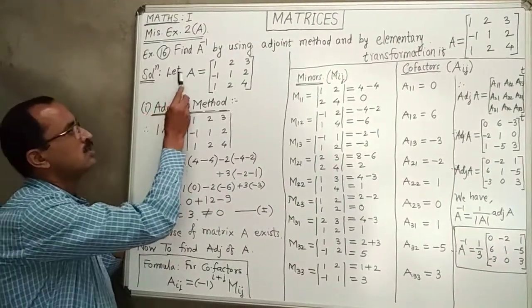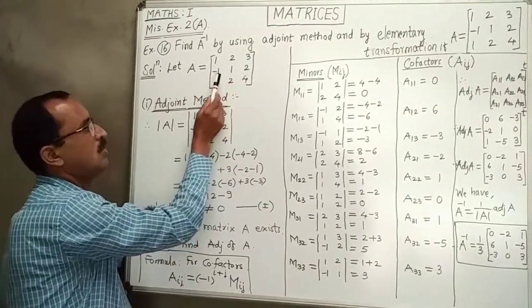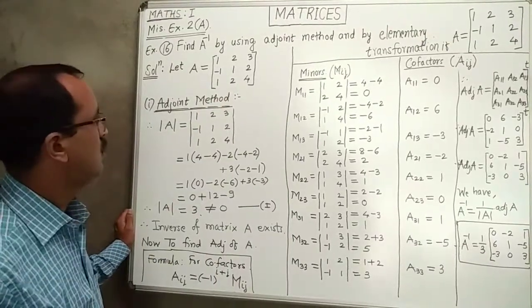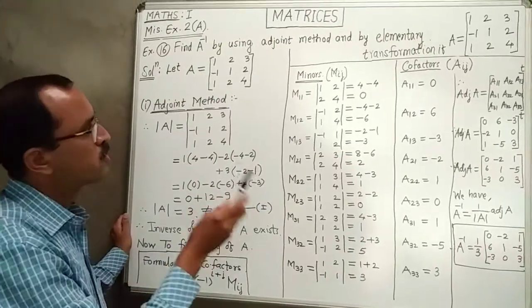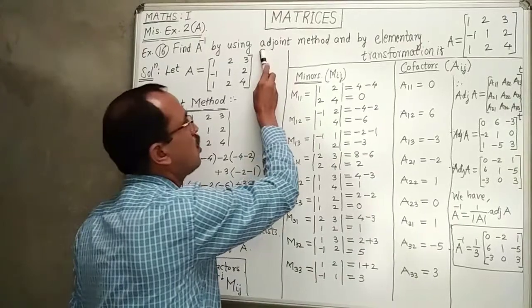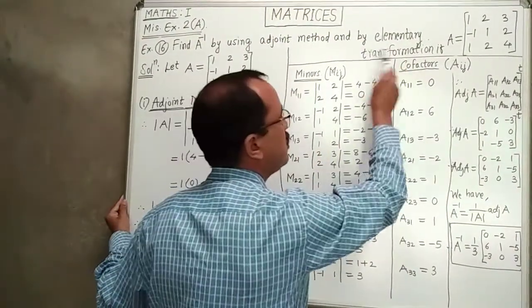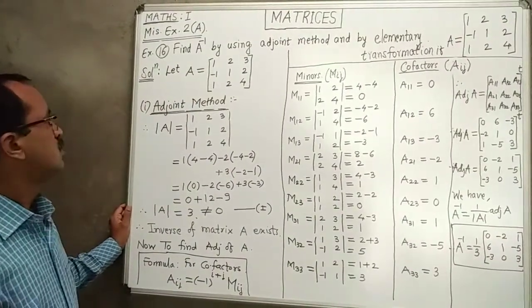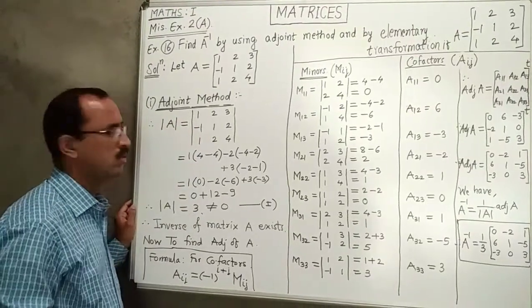First of all, we consider the given matrix A is equal to [1, 2, 3; minus 1, 1, 2; 1, 2, 4]. Now, this example is solved by using two methods. First of all, we solve this example by adjoint method and then by elementary transformation method. Now, we use the first method, that is adjoint method.